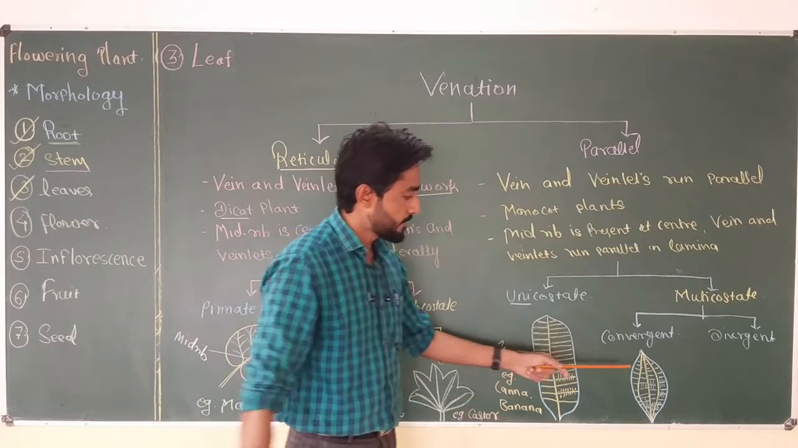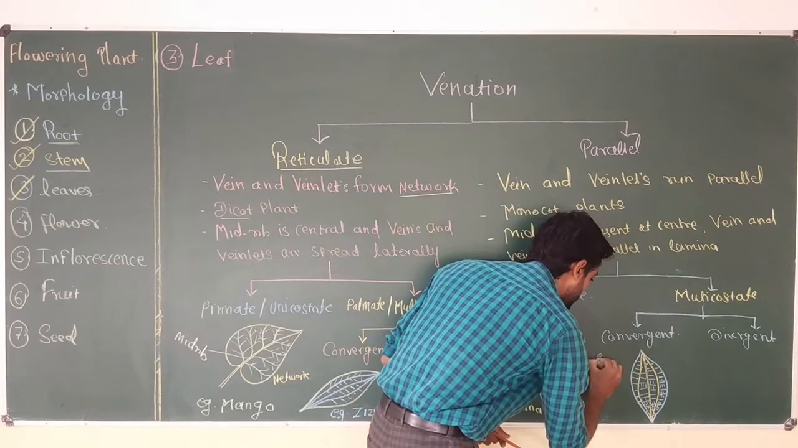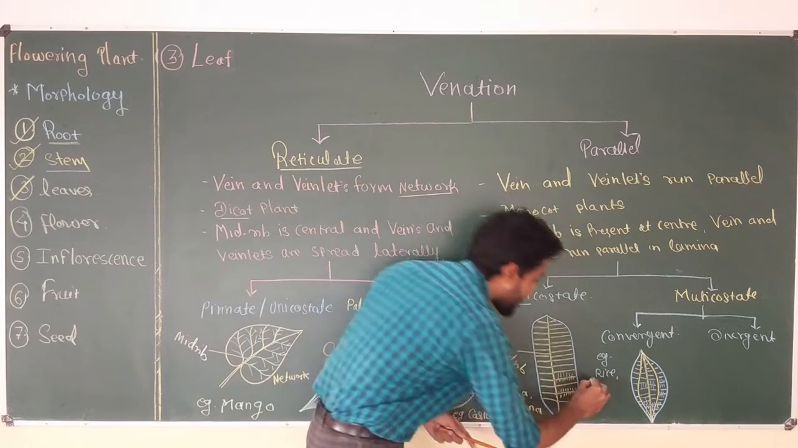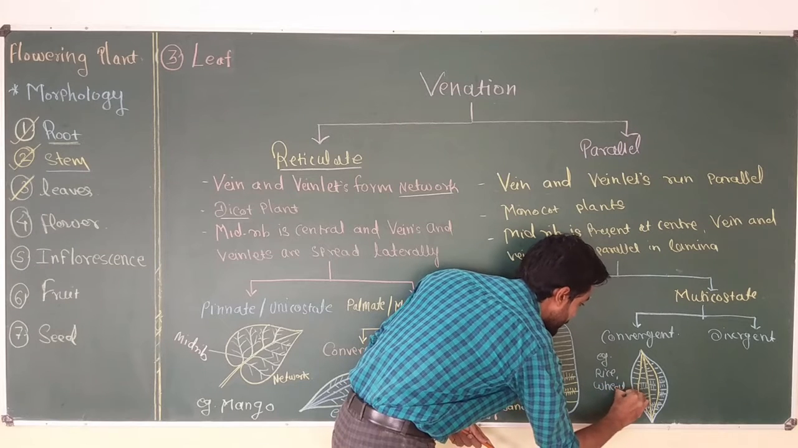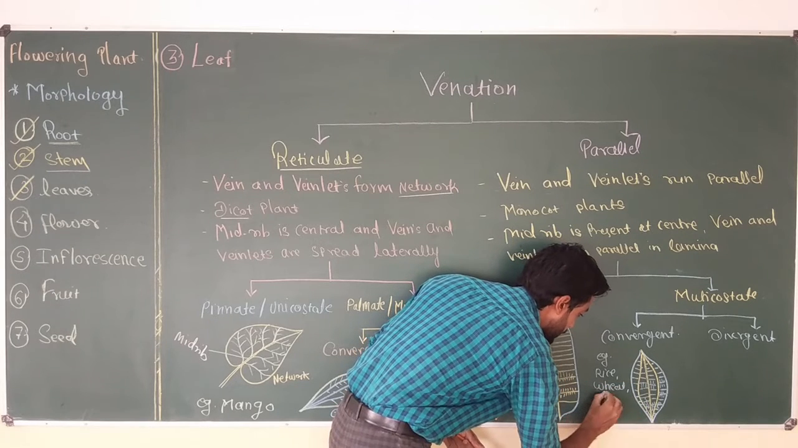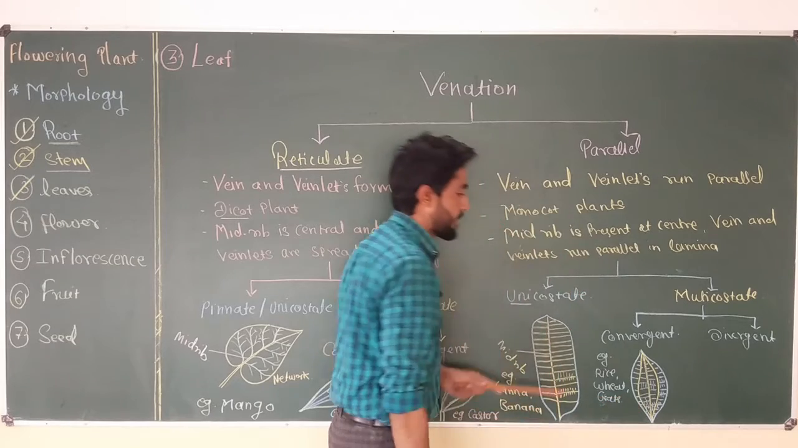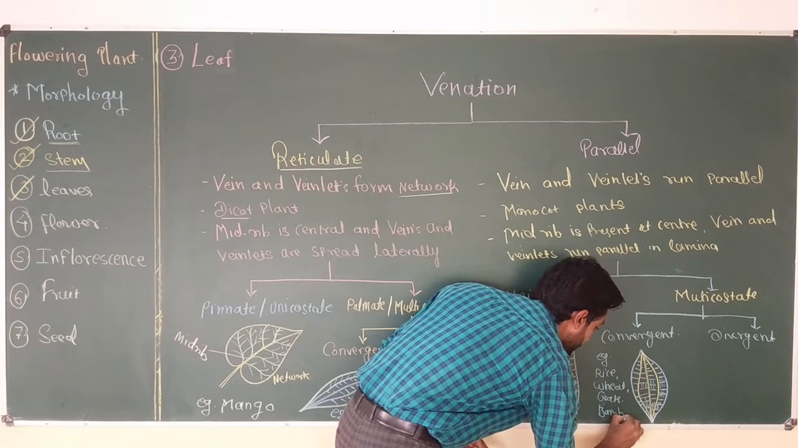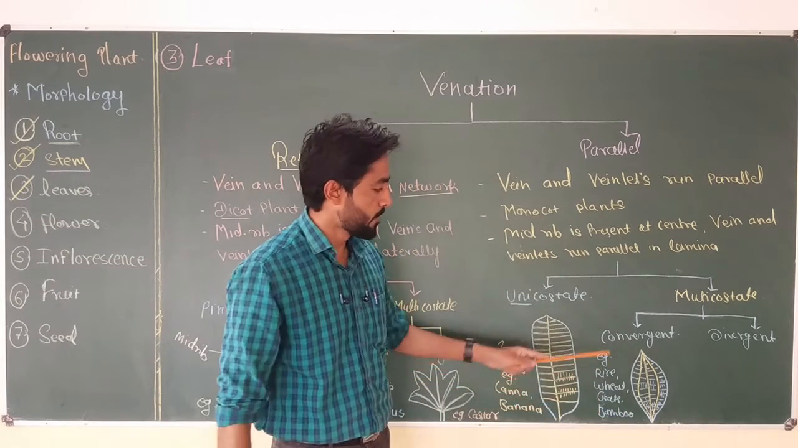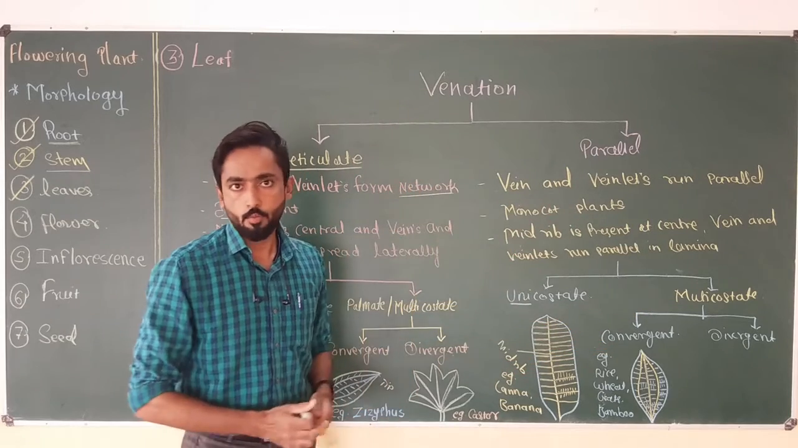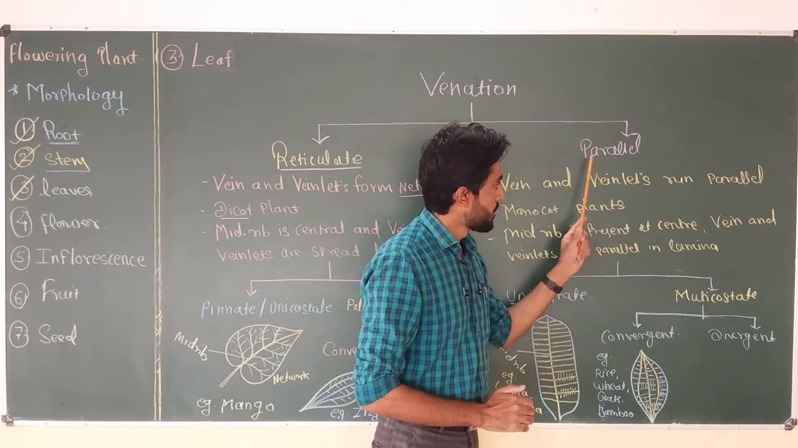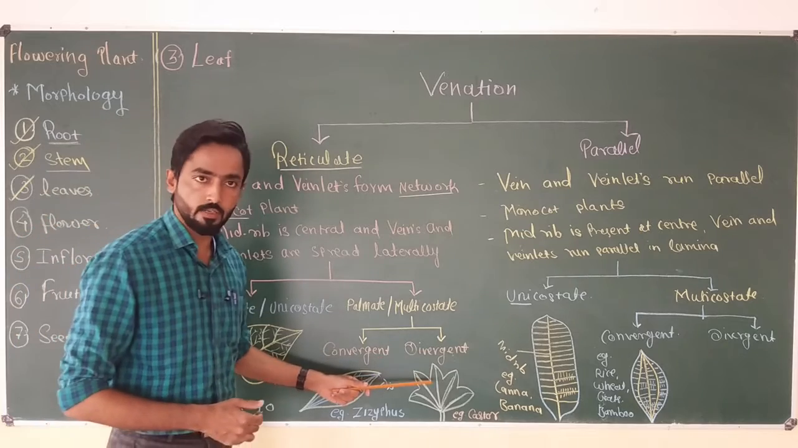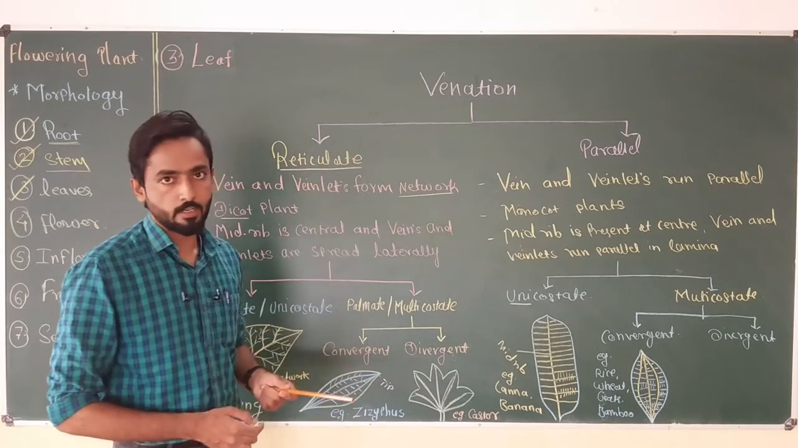Now this type of leaf is found in the plants rice or wheat. Then many grasses also show convergent type of venation, and the bamboo tree. So all these are examples of convergent multicostate parallel venation. The last type of parallel venation is multicostate divergent venation. It is also similar with the divergent multicostate reticulate venation.